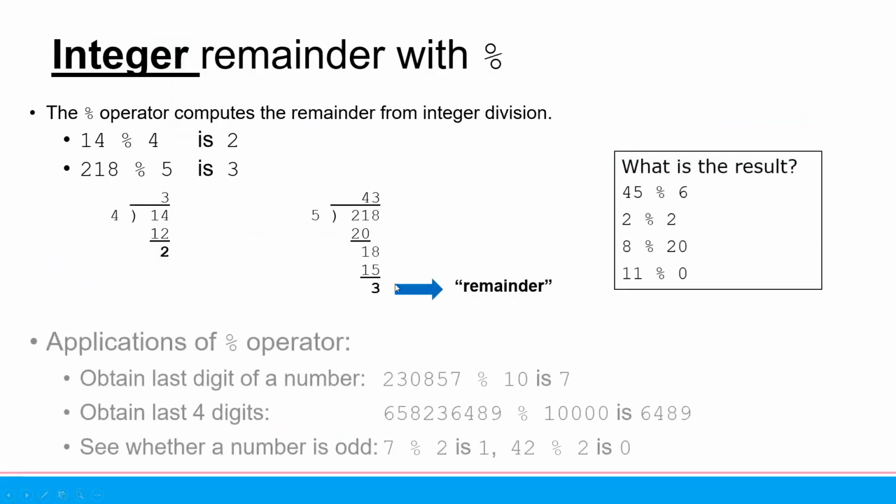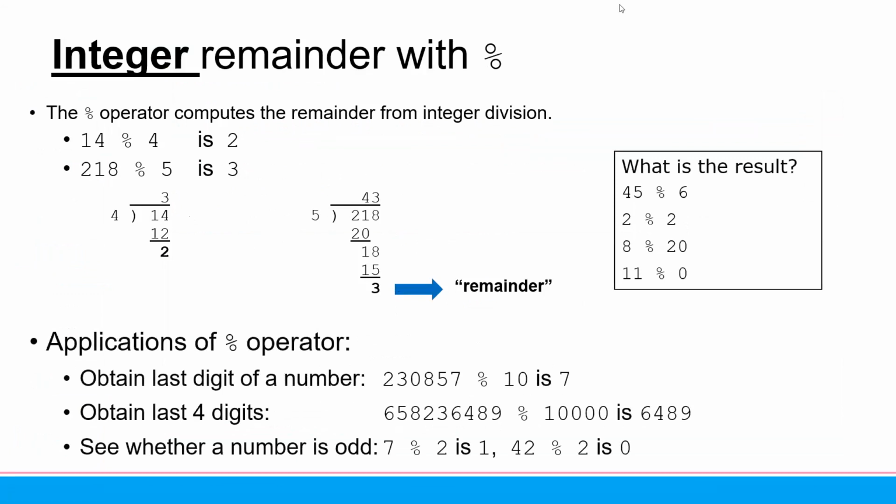So there are some applications of the modulus. We can use it to get the last digit. For example, I want to get the last digit of 203857. I just want the last number, 7. Then you can use modulus 10, and the result will be 7. Or if I want to get the last 4 digits, you can use modulus 10,000.